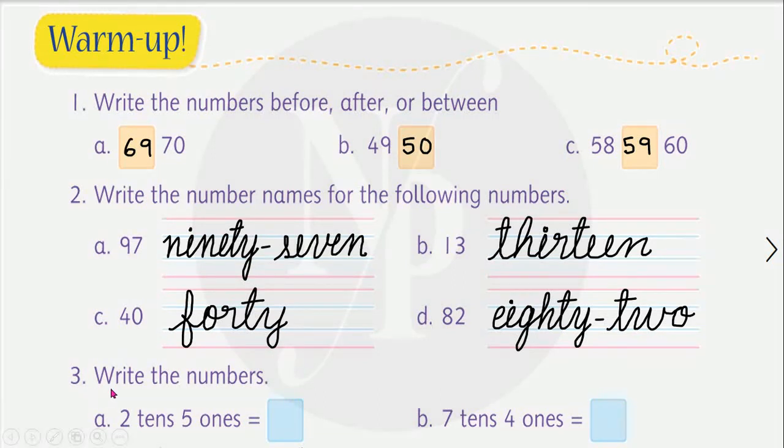Coming to question number 3, write the numbers. A. 2 tens, 5 ones. So the number formed by 2 tens and 5 ones is 25. That means 2 will be in tens place and 5 in ones place. Let us write 25. B. 7 tens, 4 ones is 74. 7 in tens place and 4 in ones place, 74.